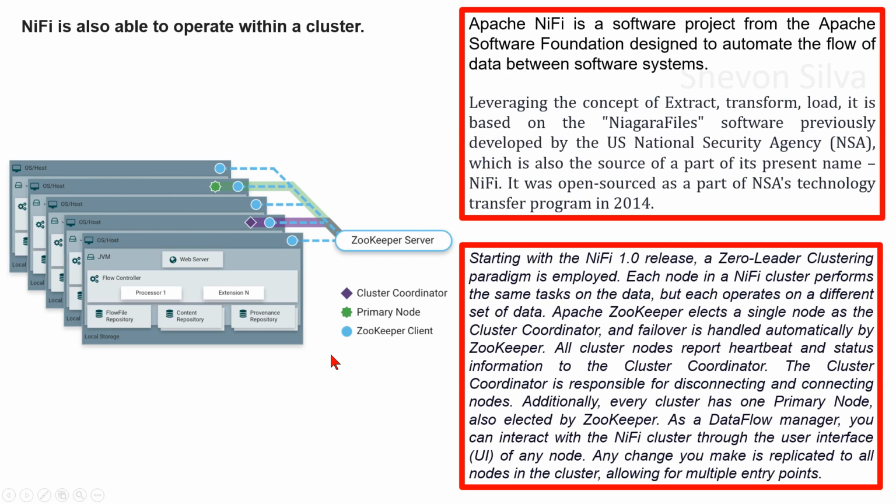All cluster nodes report heartbeat and status information to the cluster coordinator. The cluster coordinator is responsible for disconnecting and connecting nodes. Additionally, every cluster has one primary node, also elected by ZooKeeper. As a data flow manager, you can interact with the NiFi cluster through the user interface, UI, of any node. Any change you make is replicated to all nodes in the cluster, allowing for multiple entry points.